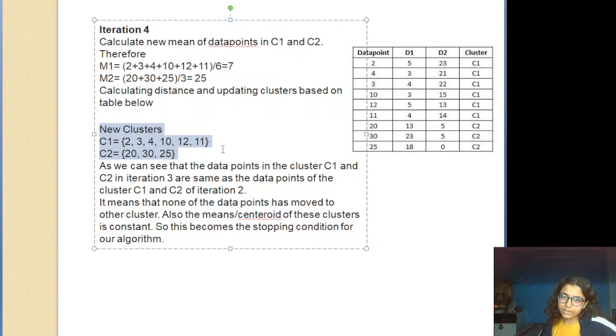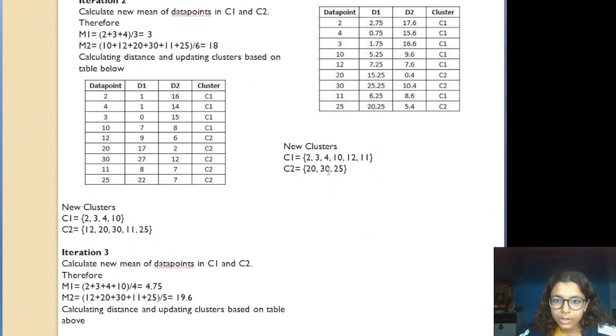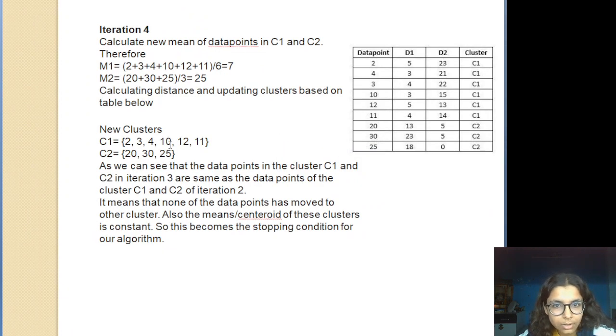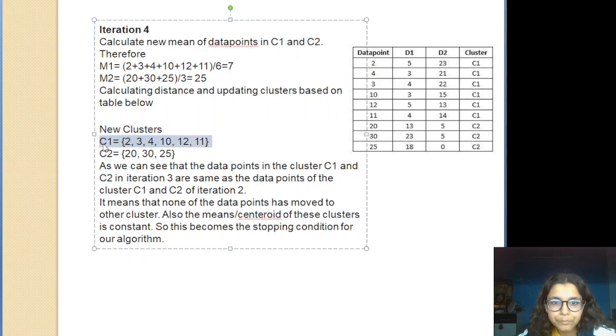Now for iteration 3 and iteration 4, the clusters are the same. We got 2, 3, 4, 10, 12, 11 in the last cluster too. In the previous cluster it was the same thing. Again here also it is the same. As we can see, the data points in the clusters C1 and C2 in iteration 3 are the same as the data points of the clusters C1 and C2 in iteration 4.